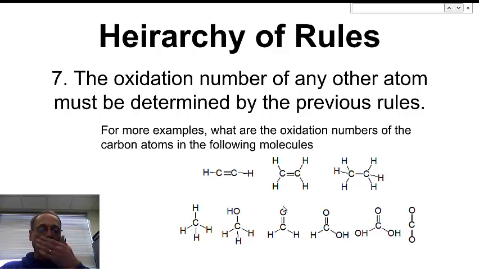Here are some more molecules for you to work on. And I would pause the video at this point and just try to assign oxidation numbers to these particular molecules. And notice trends as we go from a triple bond to a double bond to a single bond, what happens to the oxidation number of the carbon. And as we go from methane to methanol to formaldehyde to formic acid to carbonic acid and carbon dioxide, what happens to the oxidation number of the carbon.